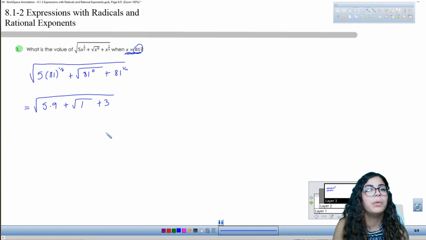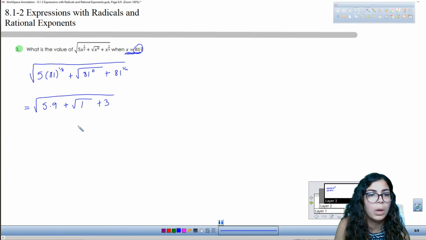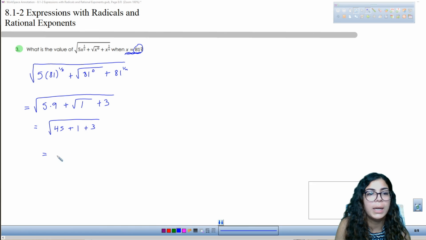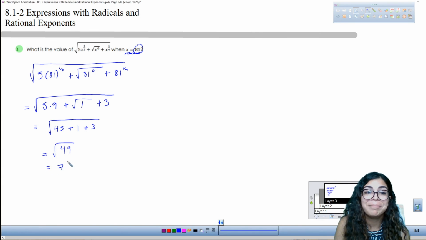All right, moving on, let's go ahead and simplify each term. So I could take the square root of 1, which is 1, and I could do 5 times 9, which is 45. Okay, then I can add all of those together. 45 plus 1 is 46, plus 3 is 49. So this is the square root of 49, which is 7.